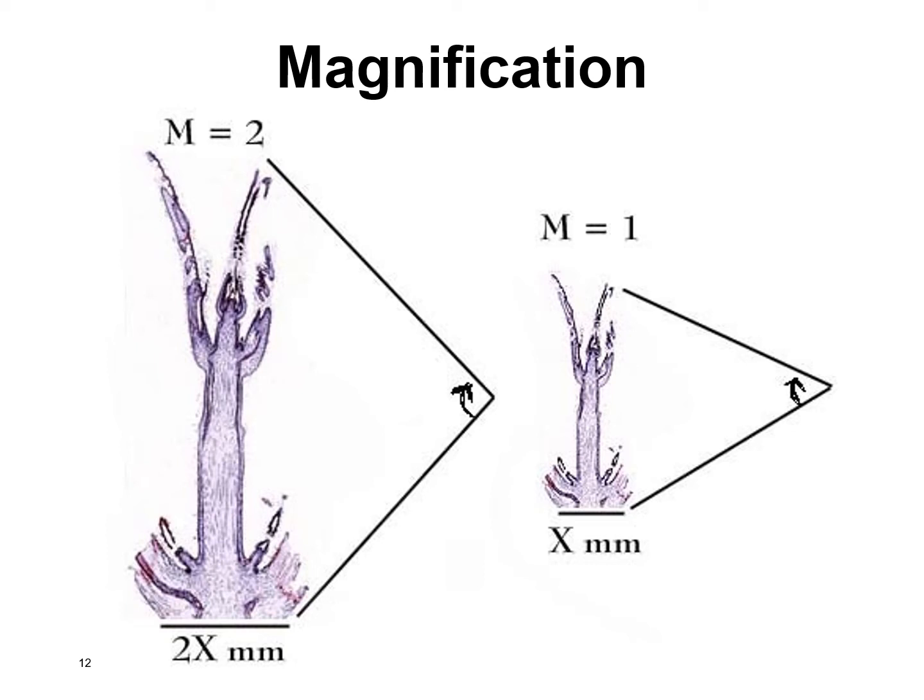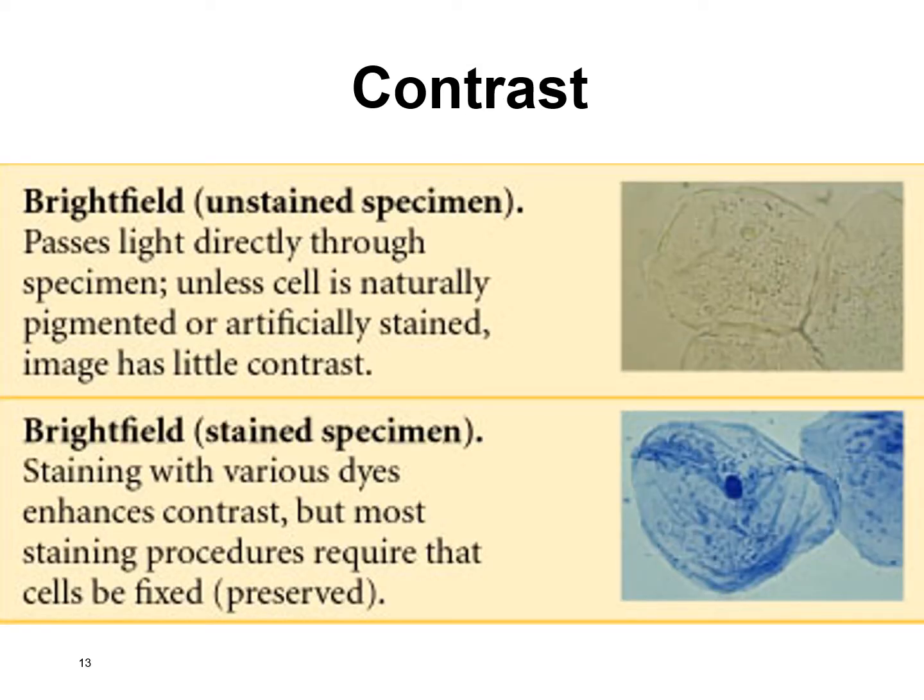And then the next concept is contrast. Contrast is just how well different parts stand out. So looking at a cell that has not been stained under a Brightfield microscope, you can see that it's really hard to pick out the parts of the cell. Like, it's really hard to see exactly where the nucleus is. For example, the nucleus is actually right here, but it's pretty hard to pick that out because there's not a lot of contrast.